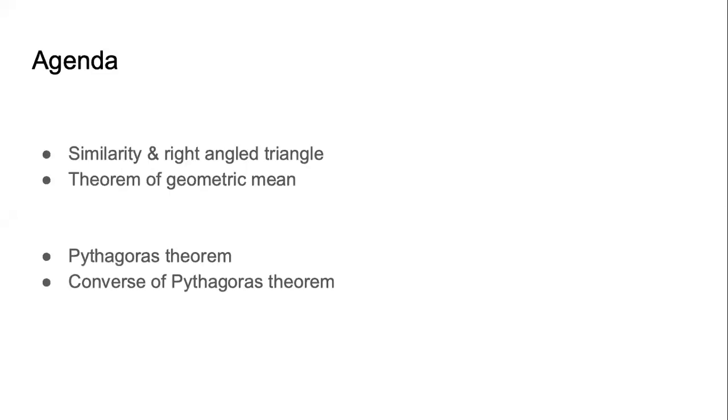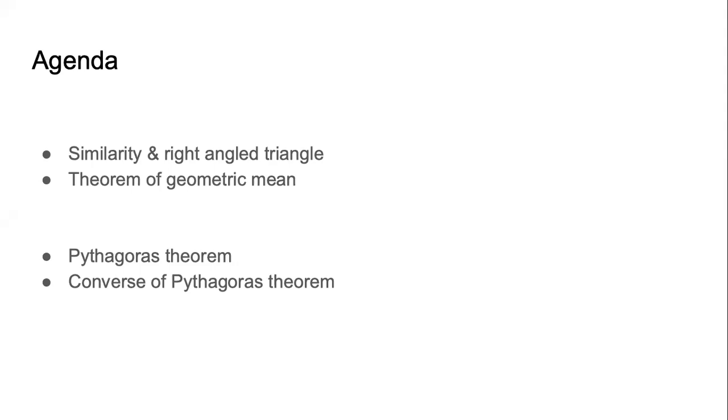In detail, what we will do is, we will see the similarity of triangles in case of a right angle triangle. We will revisit a question that we have already solved in the previous chapter of similarity of triangles, and we will look at it from another perspective, a perspective of a theorem, and we will call it theorem of geometric mean.